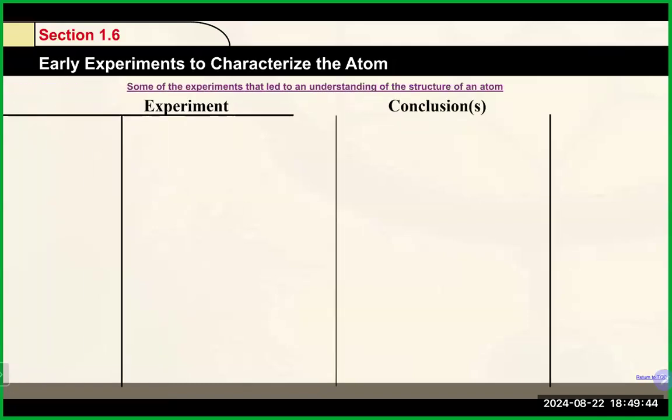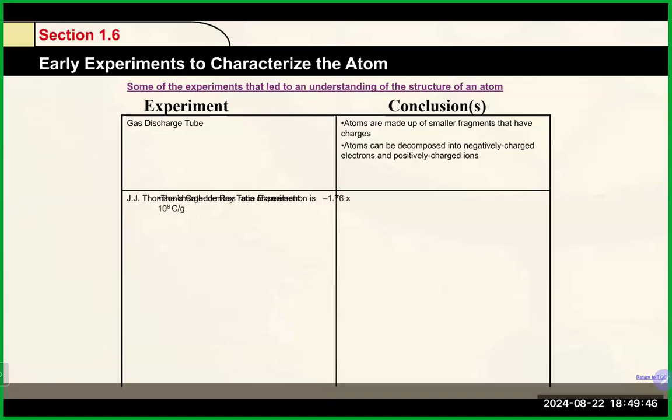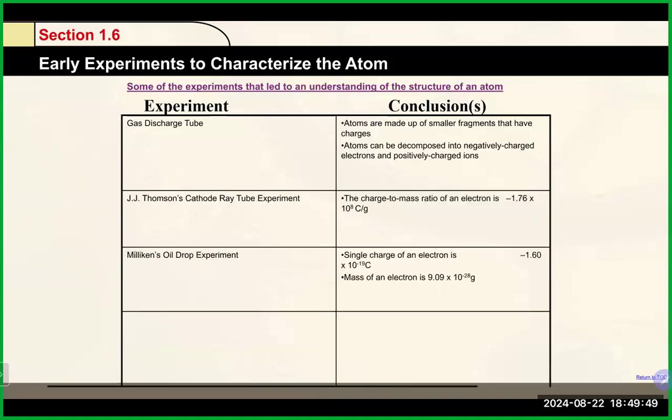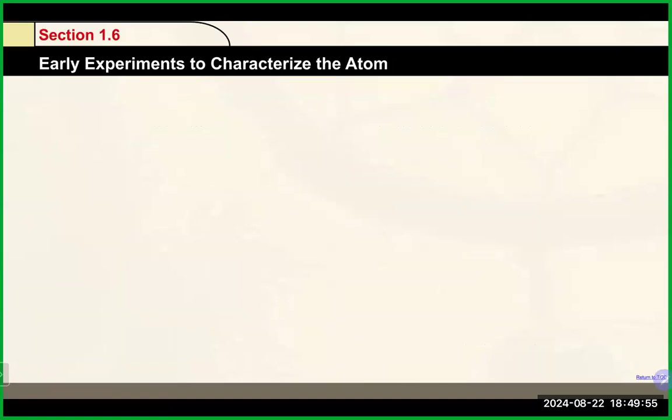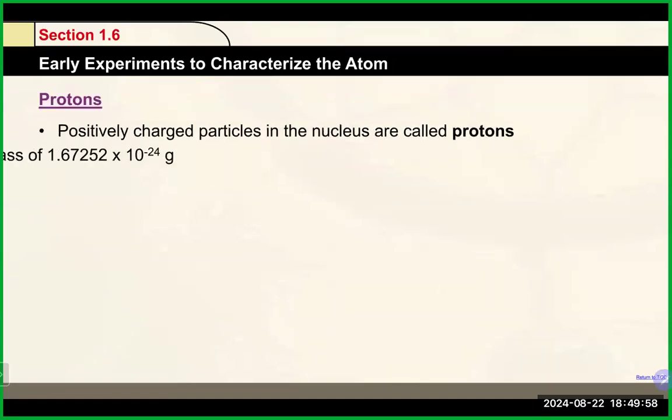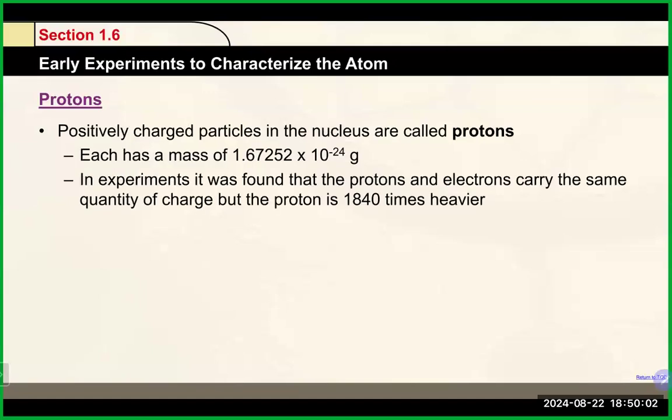So here's a little table that summarizes all the experiments we've talked about up until this point, and the major things that came out of them. Speaking of protons, they were discovered and are located in the nucleus. They have a mass of 1.67252 times 10 to the minus 24 grams. If you remember, our friend the electron is about 9.09 times 10 to the minus 28 grams.